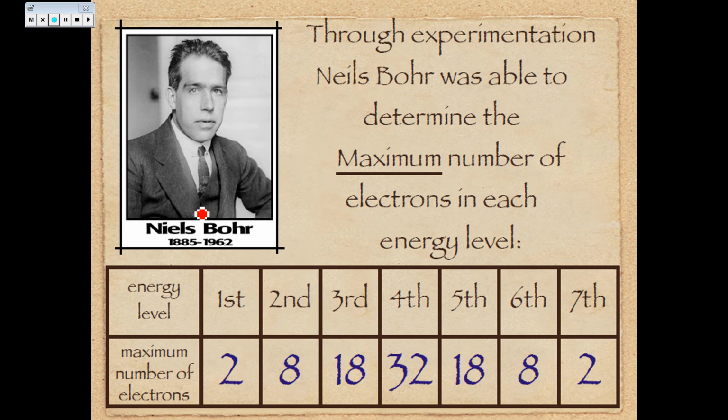It sort of makes a pattern. 32 is in the center, and then the third and the fifth are 18, the second and the sixth are 8, and the first and the seventh are 2. So it kind of ascends 2, 8, 18, 32, and then it descends in the same reverse order, 18, 8, and 2. You do need to memorize that.